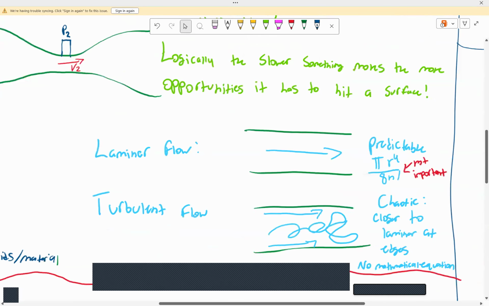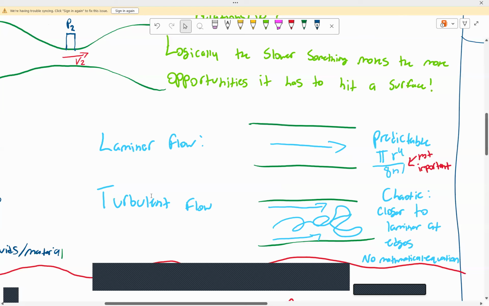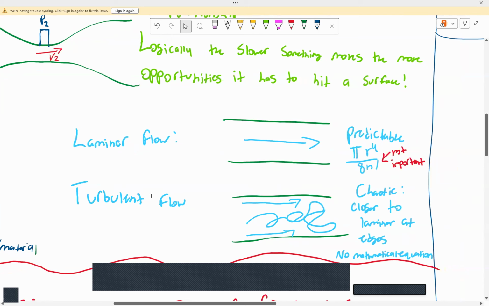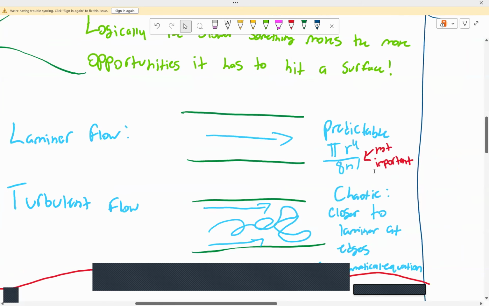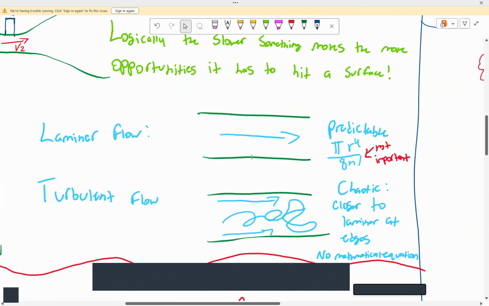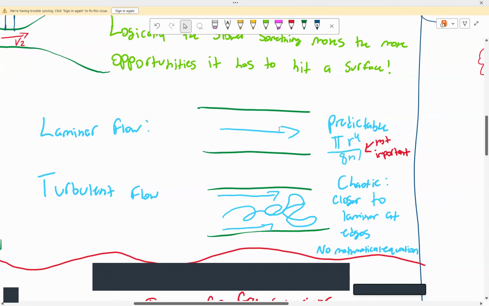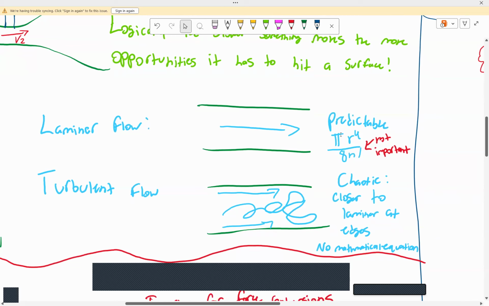Also, I want to talk a little bit more about laminar flow and turbulent flow, which is important for fluids in general and Bernoulli's equation. This deviates a little bit from Newtonian physics, but I think it's important because we're already talking about Bernoulli's equation. Laminar flow is predictable. There is a mathematical equation for it: pi, r as in radius, cubed, over 8 n L, where L is the length of your pipe.